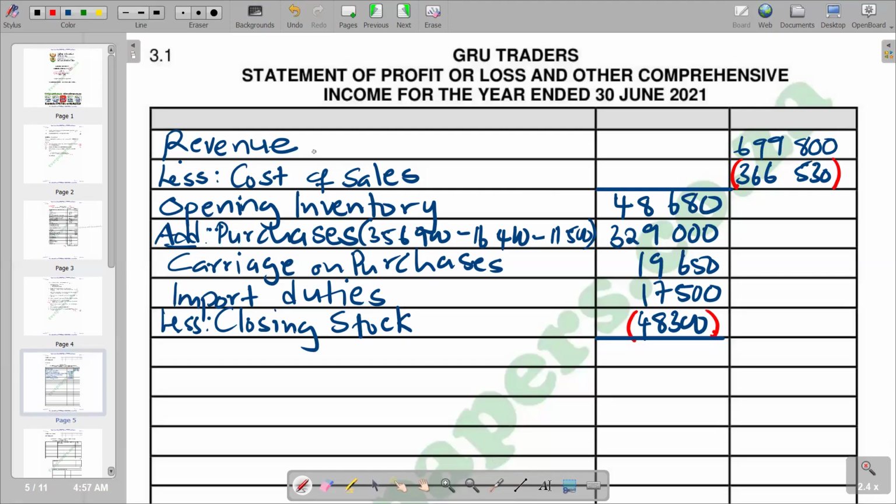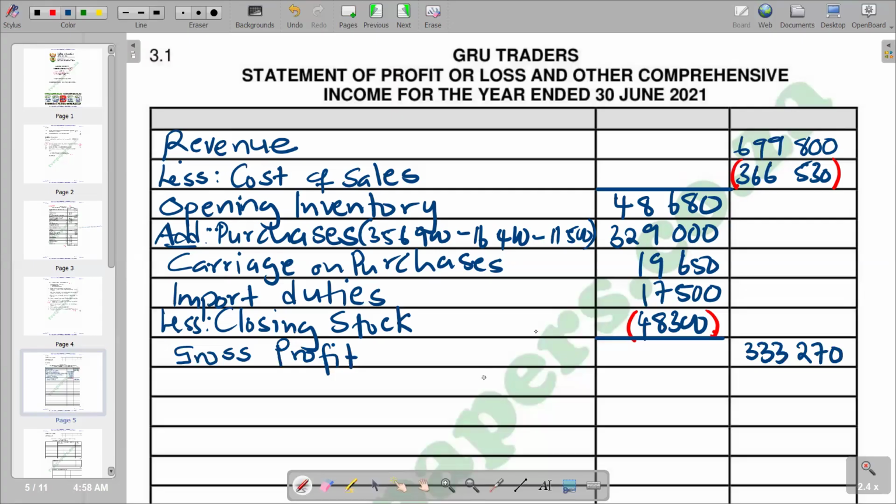And then we now say revenue minus cost of sales. And if you do that, you are supposed to get the figure for gross profit. So here we say, and the figure for gross profit that we have is 333,270. So this is our gross profit.